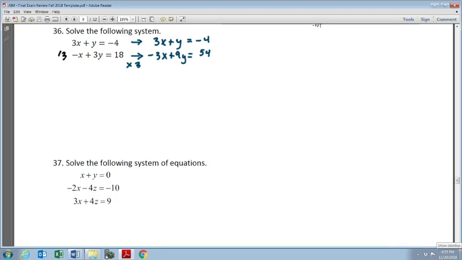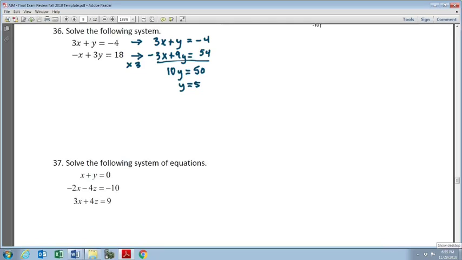Some people like to do something like this. Whoops, that's not very easy to see. There we go. In any case, we're multiplying each term by 3. And so now let's go ahead and add these equations together. When we eliminate x, we're going to get 10y on the left and 50 on the right. And so y is going to be 5.